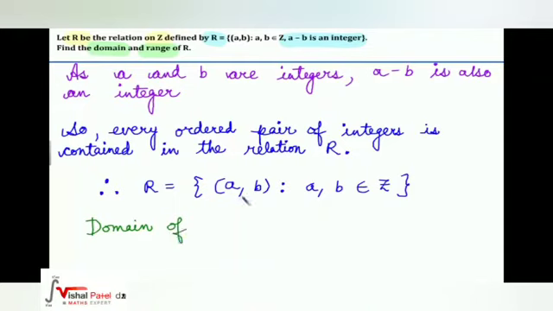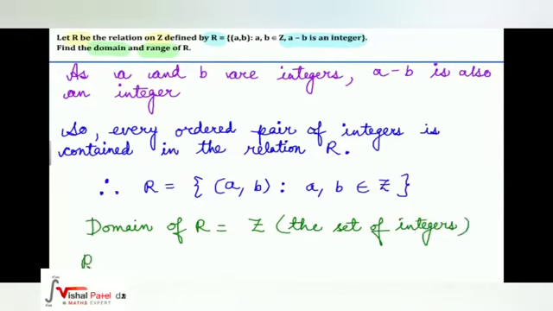So the domain of R is equal to Z, the set of integers, because if A and B are integers, then A minus B is also an integer. And the range is also the integers, because integers go from minus infinity to infinity, right? So every ordered pair of integers is contained in the relation R. So the range of R is also Z, the set of integers.